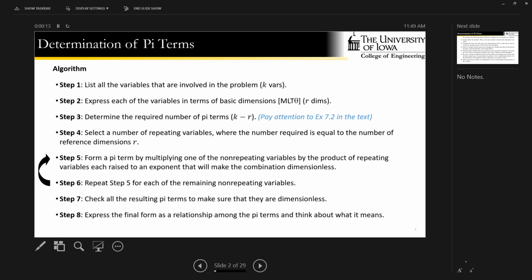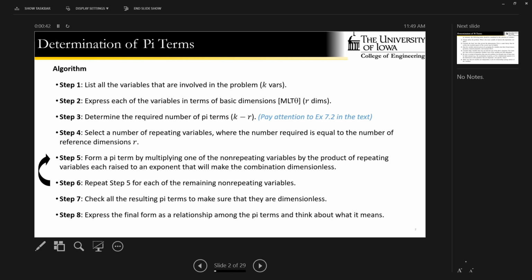The first step is listing all the variables that are important to your problem. This is where you come up with that k count of variables. Things like density, velocity, as well as, right, one of these k needs to be the variable of interest, your output, your dependent variable. Step 2 is to write out the dimensions of each of these k variables. And this is where you're going to count up and say how many dimensions there are. That gives you your r.